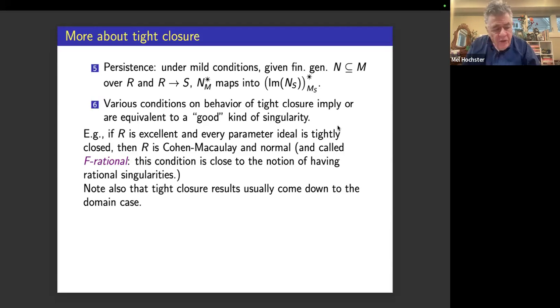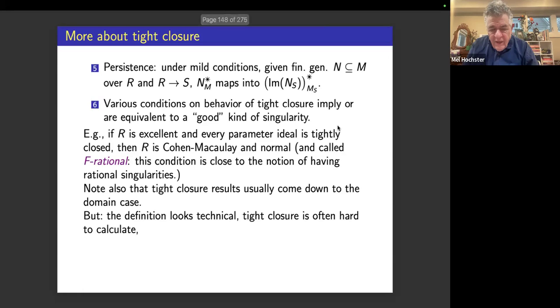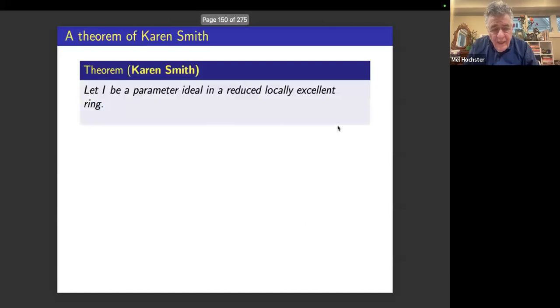Any questions at this point? Okay. So the definition looks technical. I haven't given the definition, and I won't. And it's often hard to calculate. It doesn't commute with localization, so it has a few disadvantages. However, it does have a great many uses.